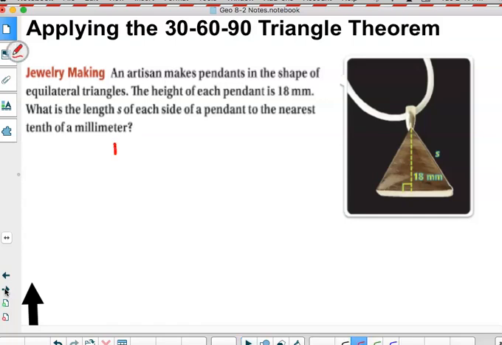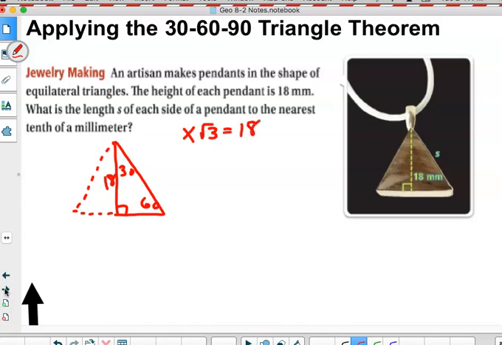Remember, we started this? Equilateral triangle. Half of an equilateral triangle is a 30-60-90. Now, they said the height of these equilateral triangle pendants is 18. Well, that's the long leg. That's my long leg, so the long leg equals 18. The x times the square root of 3 is equal to 18.